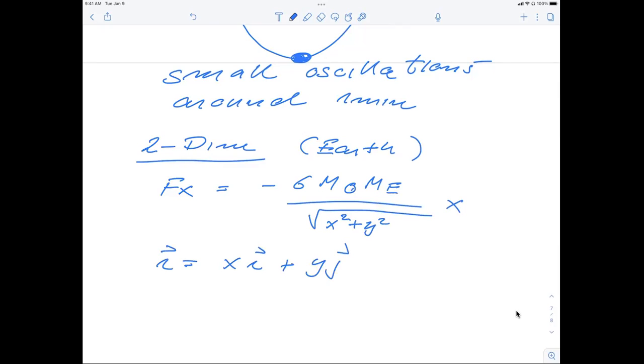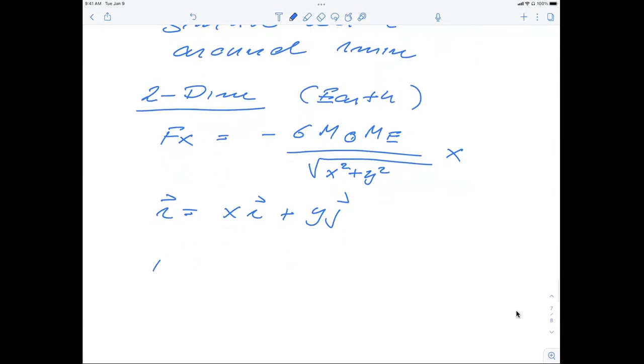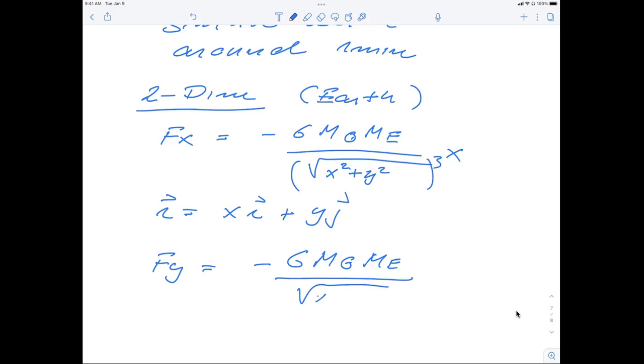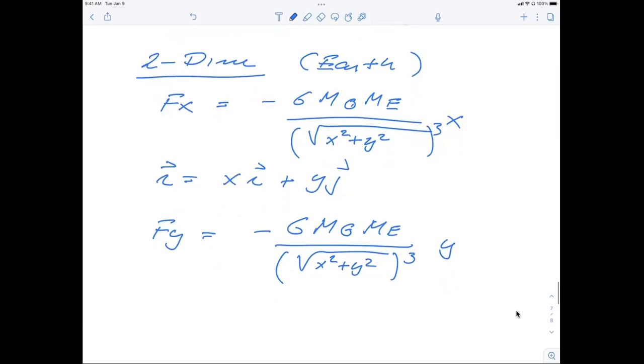Similarly, we had an f of y, which is given by minus G times the mass of the sun times the mass of the Earth, divided by x squared plus y squared to the power of 3/2, multiplied with y. Now, if you want to go to 3 dimensions, this is pretty simple.